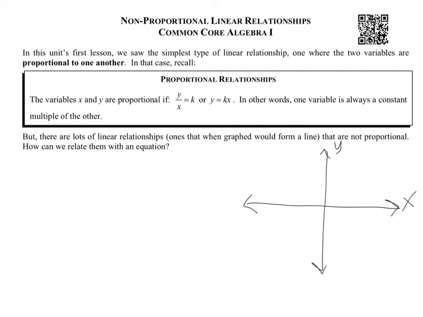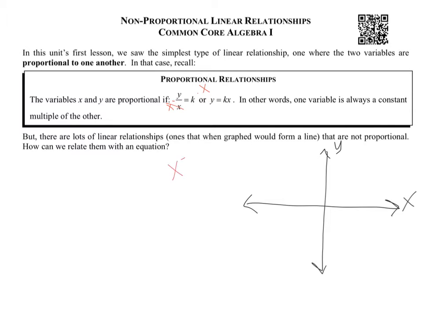All right, so we're going to talk about non-proportional linear relationships. In the first lesson, we saw the simplest type of linear relationship, one where the two variables are proportional to one another. In that case, remember that y over x equals k, or y equals k times x. The reason you can get k times x is because you can multiply by x on both sides, and so it becomes y equals k times x. In other words, one variable is always a constant multiple of the other.